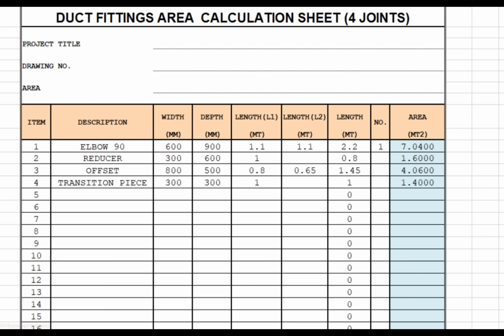Now we'll calculate the area of this transition piece by this Excel sheet. We have the width 200 millimeter, height 150, and the length is 0.3 meter. Then we get the area of this transition piece equal to 0.27 square meter. It is the same as we have calculated manually.